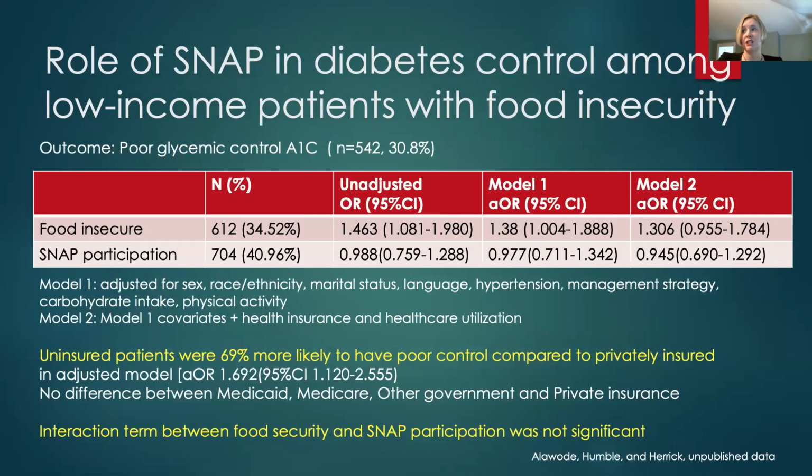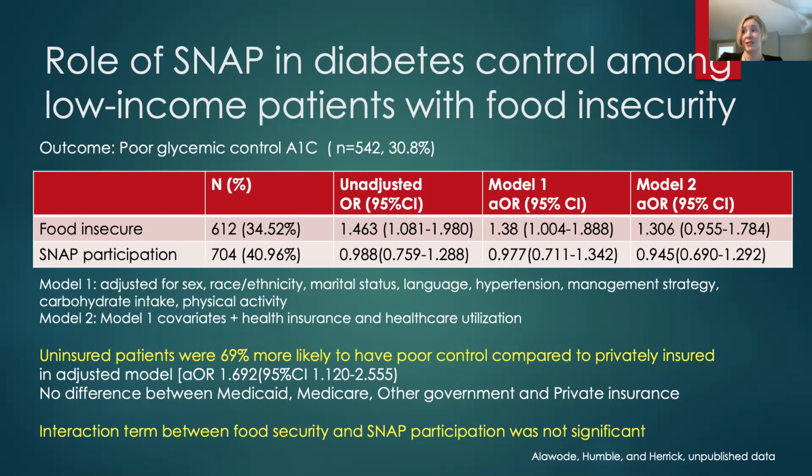In our population of 1,757 individuals, 30.8% had poor glycemic control, 34% had food insecurity, and 41% received SNAP benefits within the previous 90 days. Our mean age was 58, and our population distribution was 48% non-Hispanic white, 18% non-Hispanic Black, and 25% Hispanic, with a little over half of the population being female.